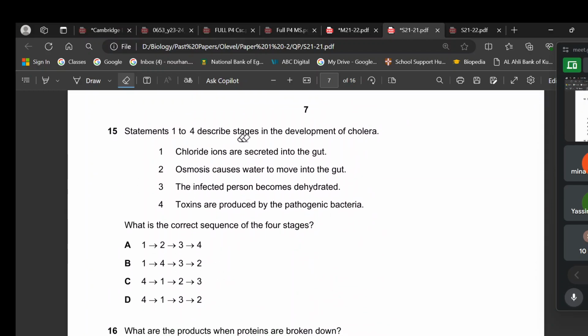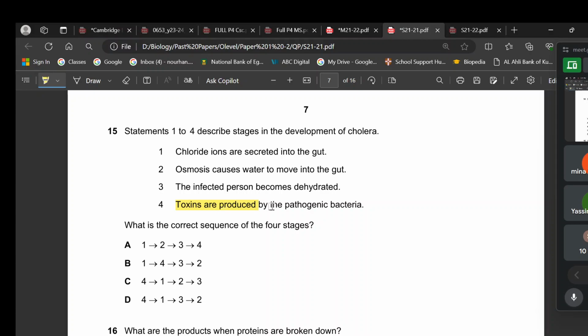Statements describe the development of cholera. The options are either to start with 1 or start with 4. Statement 4 says toxins are produced by the pathogenic bacteria. Okay, but here chloride ions are secreted. Do I start with chloride ions? No, I do not start with chloride ions. I start with the bacteria being attached to the small intestine and it releases toxins. So I will exclude A and B.